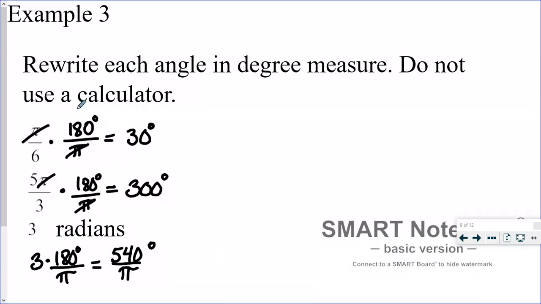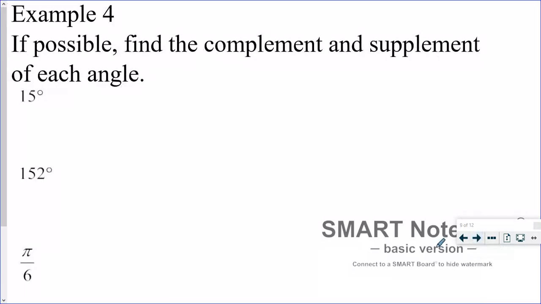And that's really all we can do without a calculator. If it said to use a calculator, then you would go ahead and plug this into your calculator, and you would get 171.887 degrees. But it said not to use a calculator, so we just leave it as is.